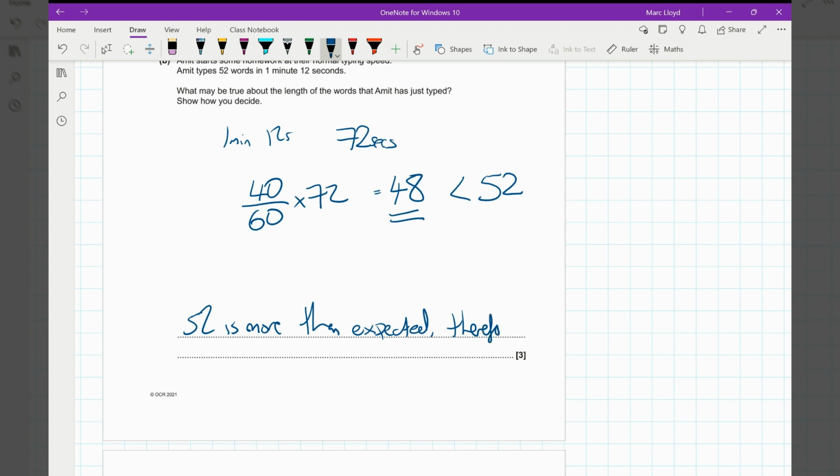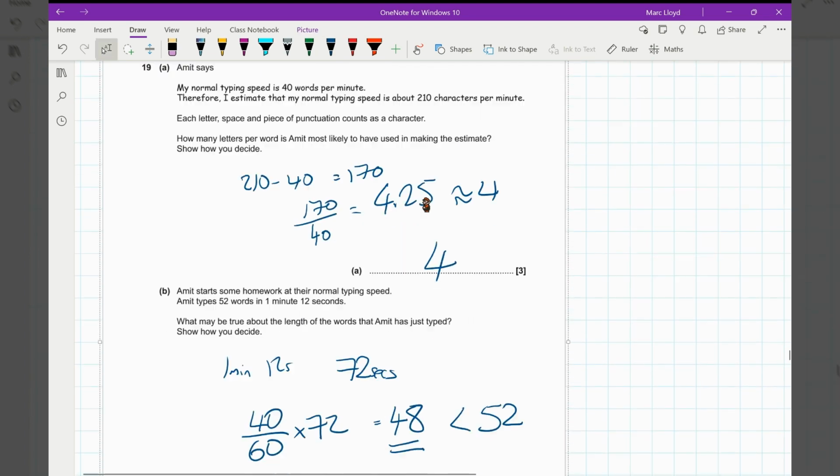Therefore, he has likely used shorter words. Okay, and that is question 19 done.